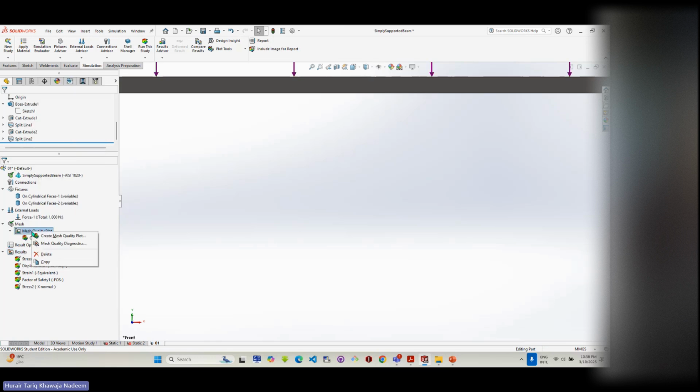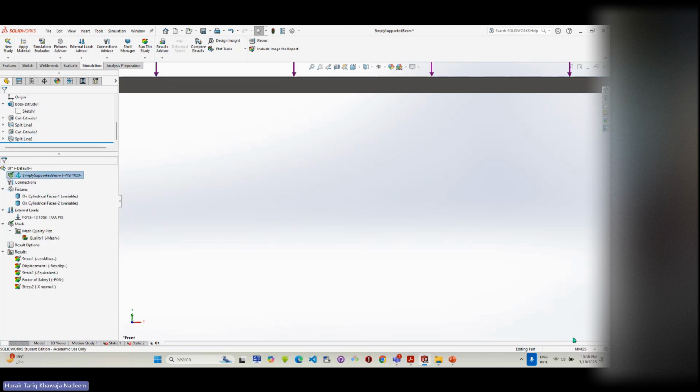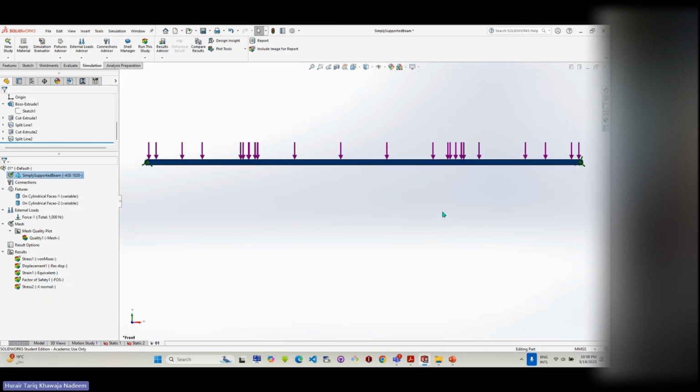And mesh quality I discussed. I discussed about the loads. Okay, I discussed about the connections, because now how much time is left? 10:38. We have a little bit more time. Let me see if I have covered these things.